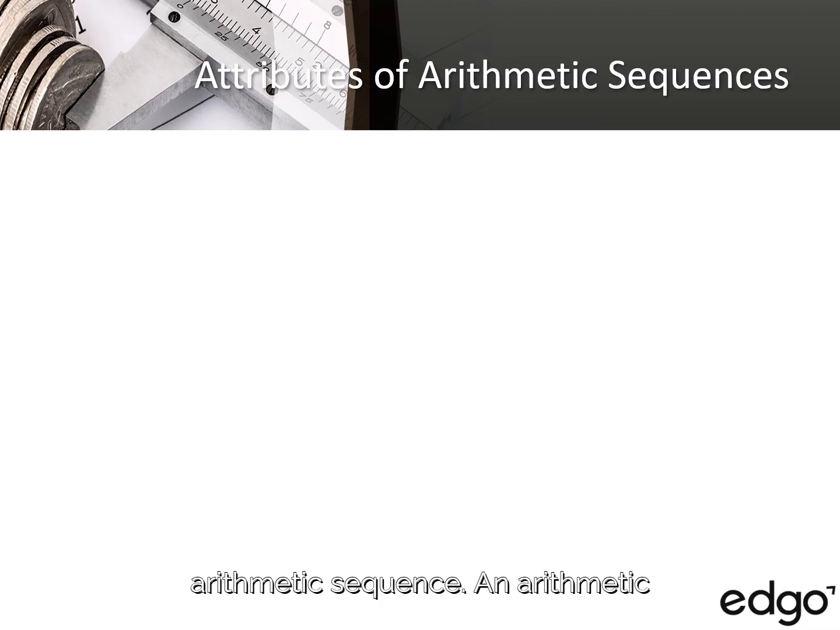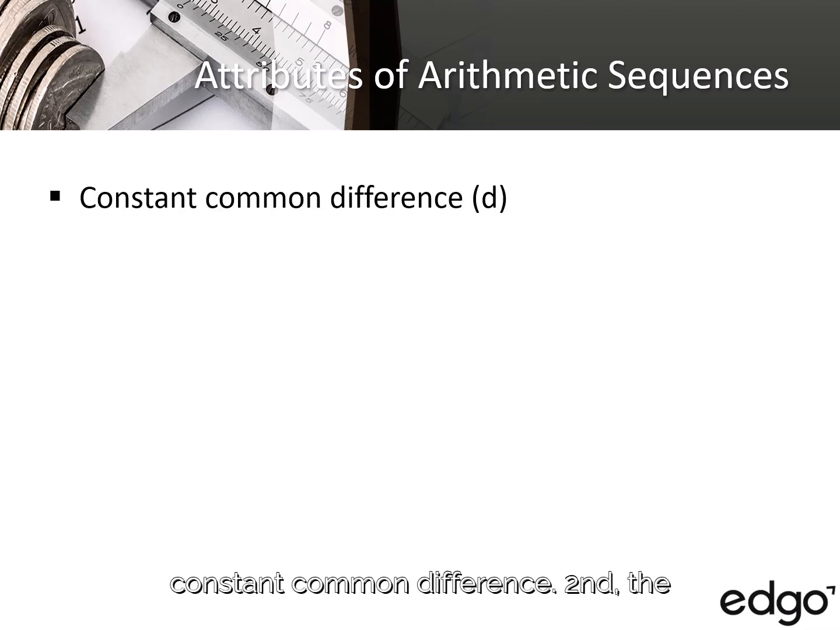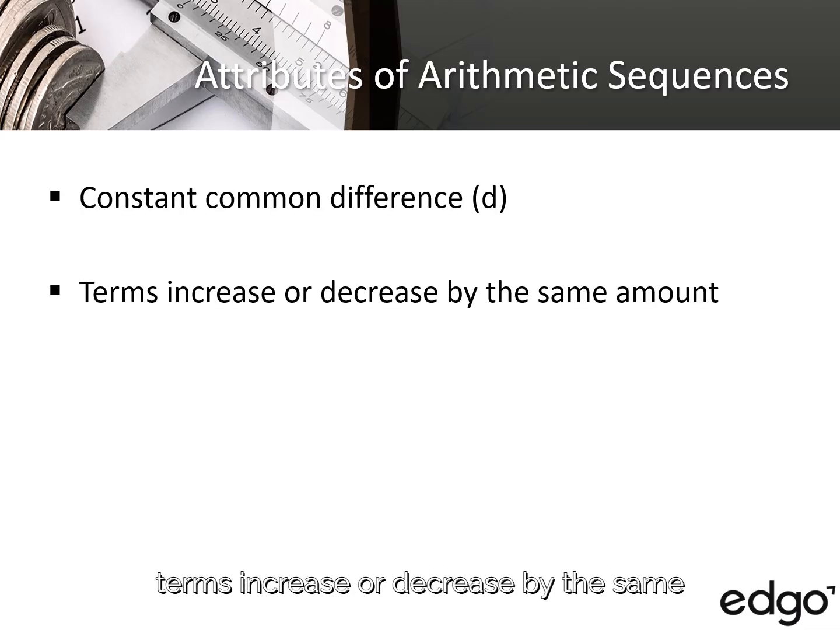An arithmetic sequence has several important attributes. First, it has a constant common difference. Second, the terms increase or decrease by the same amount. For example, if the common difference is positive 5, we add 5 to each term to obtain the next term. If the common difference is negative 5, we subtract 5 from each term.